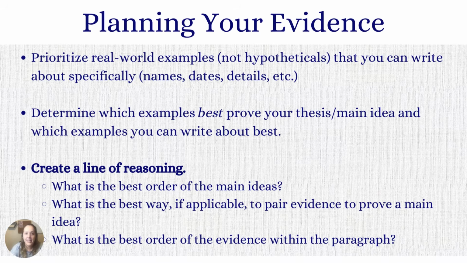As we're thinking about our essay, we also want to create a line of reasoning. A line of reasoning is a logical progression of ideas. So we want to make sure that we have a thesis and that our evidence and commentary prove our thesis. We also want to make sure that our main ideas are in a clear order because we want to make sure that our ideas progress in a logical way. That's part of the line of reasoning as well. So you want to ask yourself, what is the best order of my main ideas? Which one should come first, second, and if you have a third one, which one should be third or last?